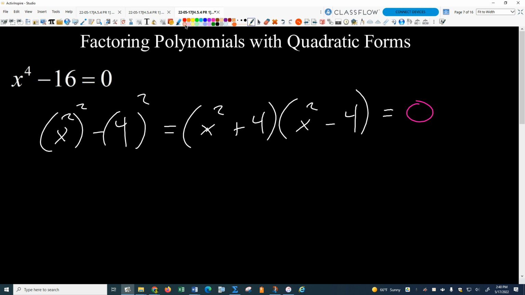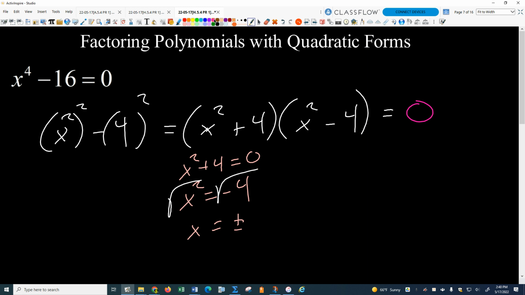So if I set this equal to 0 and solve, x squared plus 4 equals 0 when x squared equals negative 4. So what does x equal then? Plus or minus, if I square root. 2i, because I'm taking a square root of a negative. Everybody see that? When I square root both sides, look at that, I've got a square root of a negative. So I'm getting plus or minus 2i. Okay, so there's one set of complex conjugates.